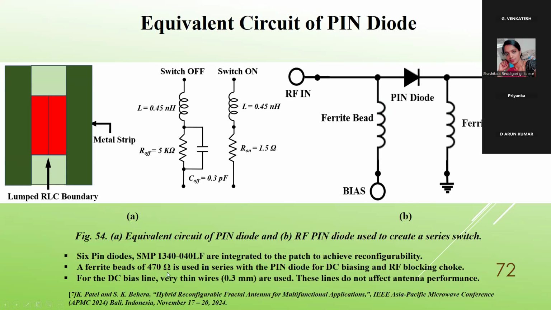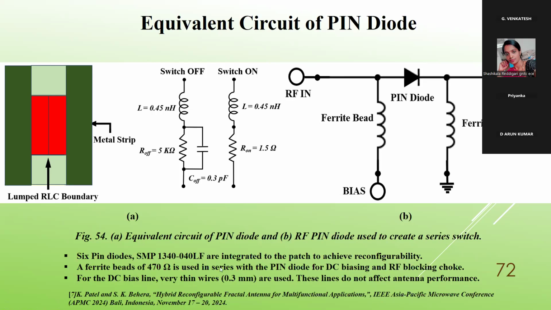A ferrite bead of 470 ohm impedance is used. Sorry, that is the 470 ohm inductor. The inductor impedance is in series with the pin diode for DC biasing, and an RF blocking choke is used. For the DC bias line, very thin wires of 0.03 mm are used. This work is published in the IEEE Asia Pacific Microwave Conference. My scholar attended this conference in Indonesia and presented there. It will be published in IEEE Xplore later on.